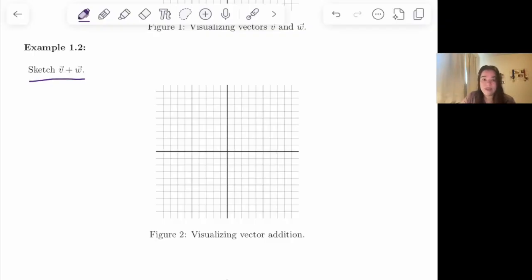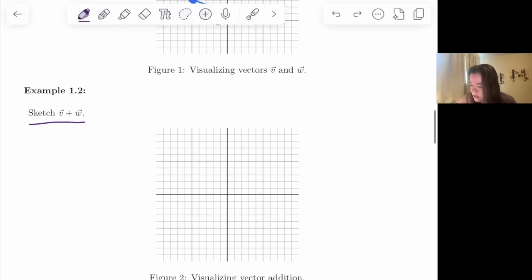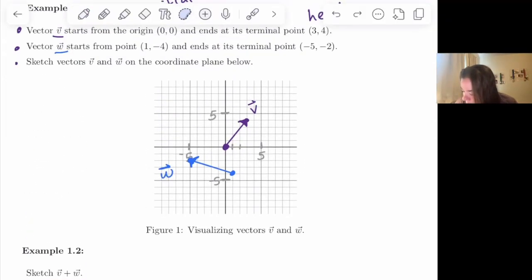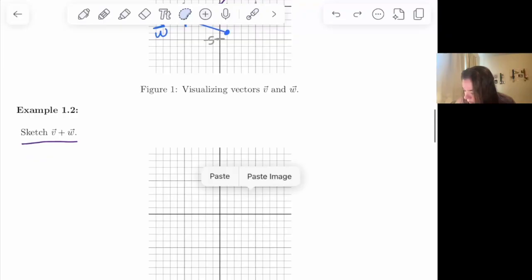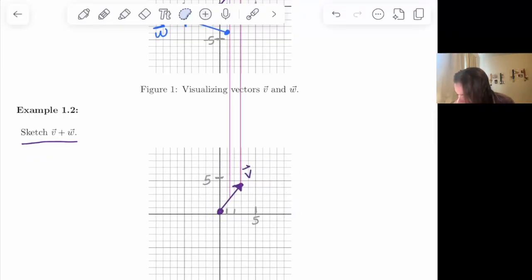So to add vector V plus W, the first thing you do is sketch the first vector. Sketch vector V. We did this before. I'm going to scroll back up and copy and paste down our vector V, just because I have it so nicely drawn above. But you can just recreate it on this graph. Get vector V drawn in, get your scale drawn in.